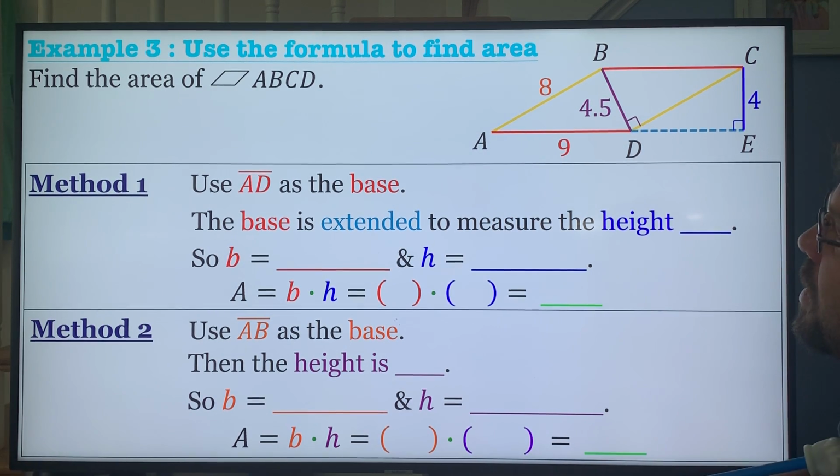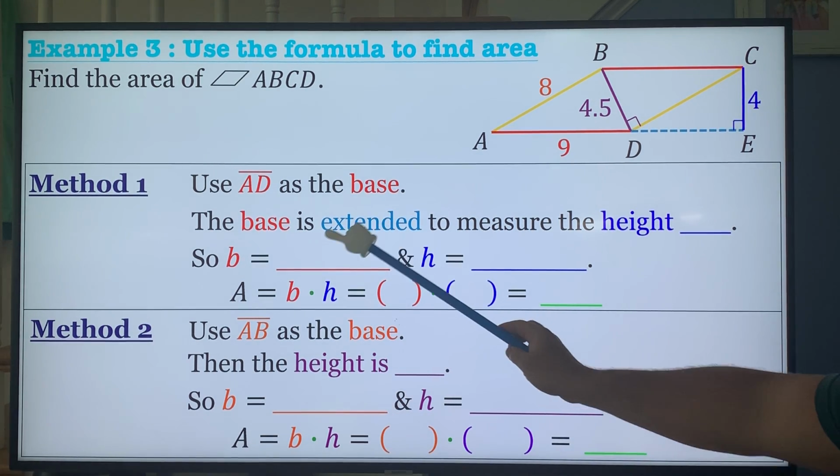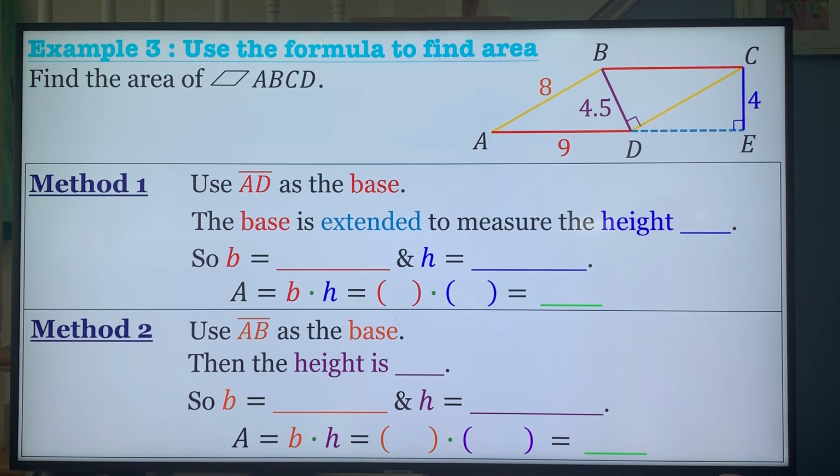Find the area of parallelogram ABCD. First thing, what kind of figure is that? It is indeed a parallelogram. So, what's the area of a parallelogram? Good. It is either base times height or base times width. So, the first method to do this is the base is extended to measure the height. Now, which one of these is the height? Remember, the height makes the right angle.